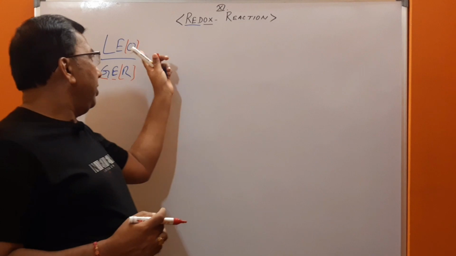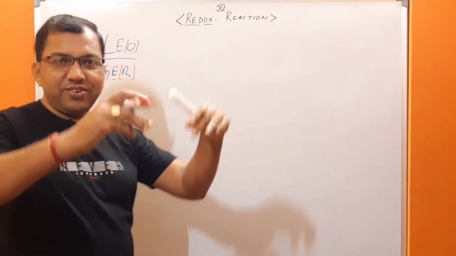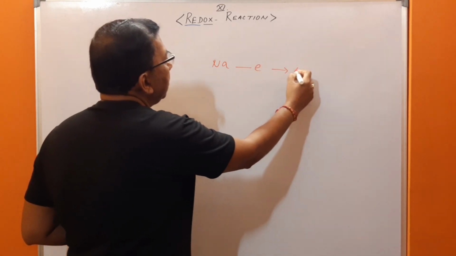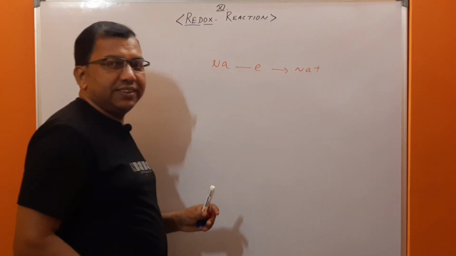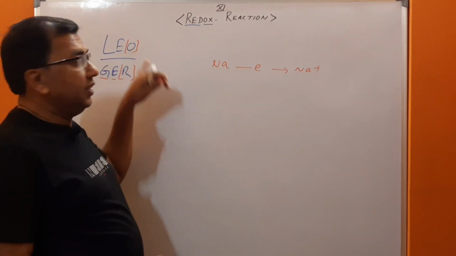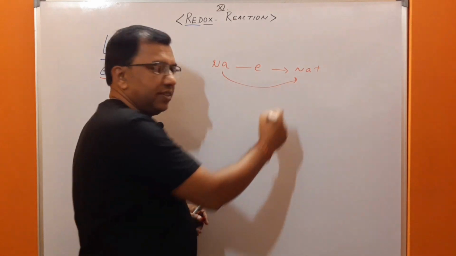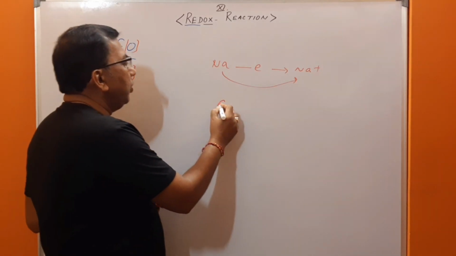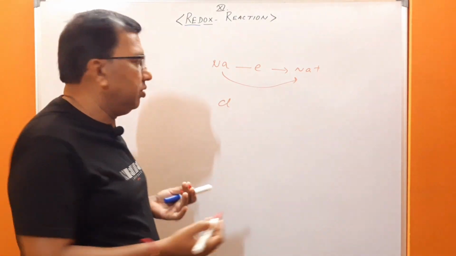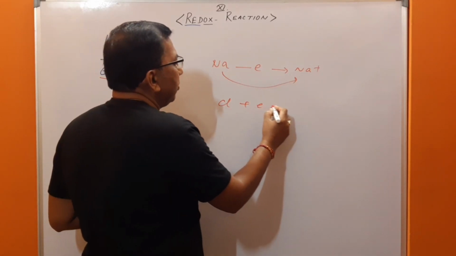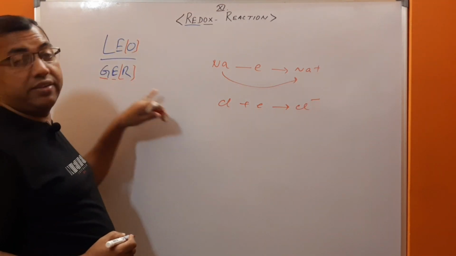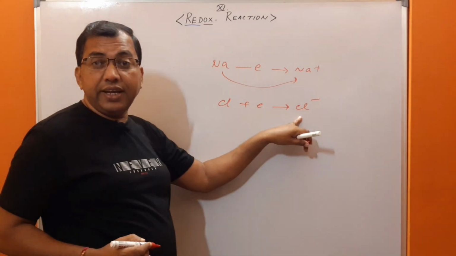Any atom or element that loses electrons, suppose sodium loses one electron, it forms Na plus. It is an example of loss of electron, which means oxidation. Whereas chlorine accepts, gains an electron, and becomes Cl minus. It is the gain of electron, reduction. This process is known as reduction.